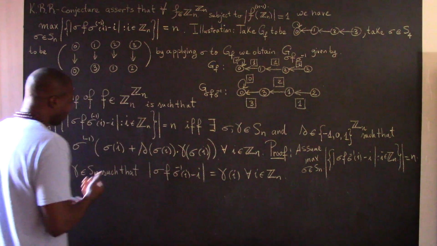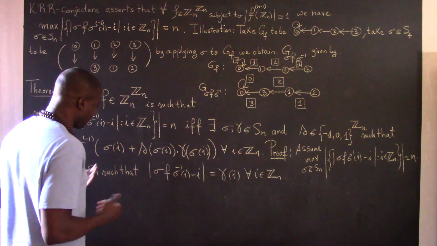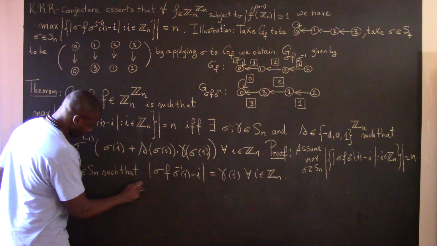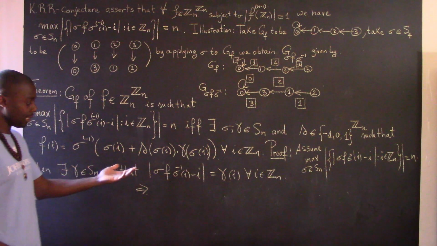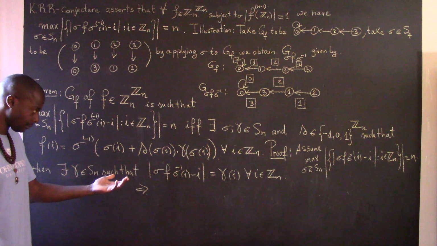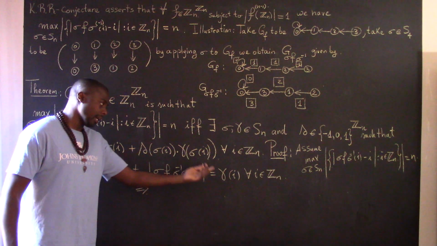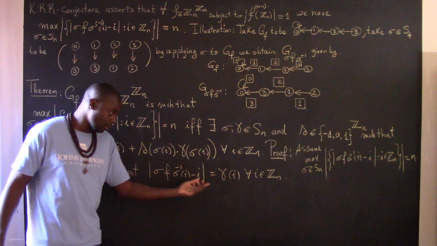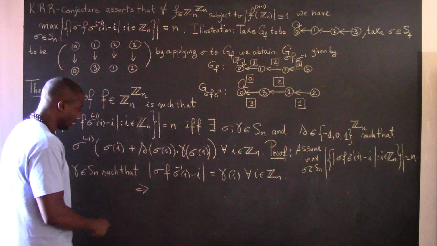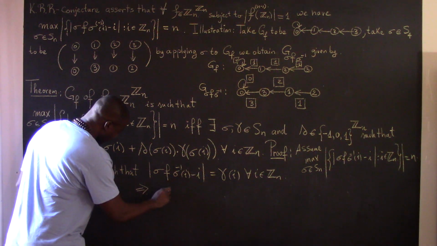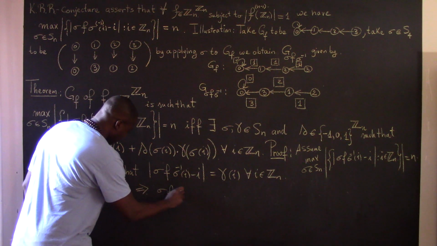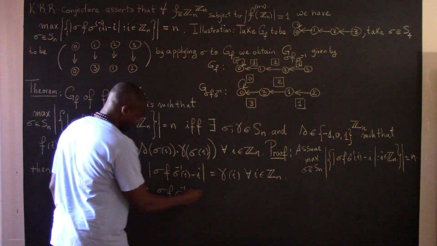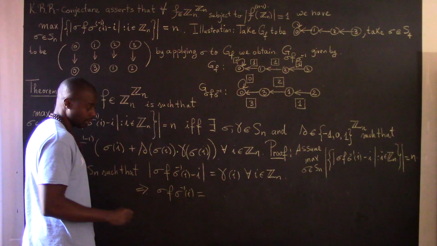But once you have the permutation, you're basically done. This now implies, I now basically have this absolute value expression that I can remove. So I can remove the absolute value. It follows, therefore, that sigma f sigma inverse of I is equal to I.